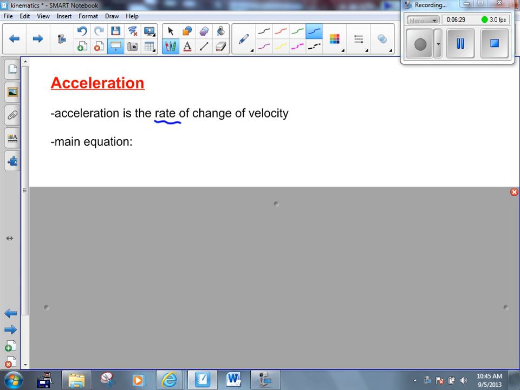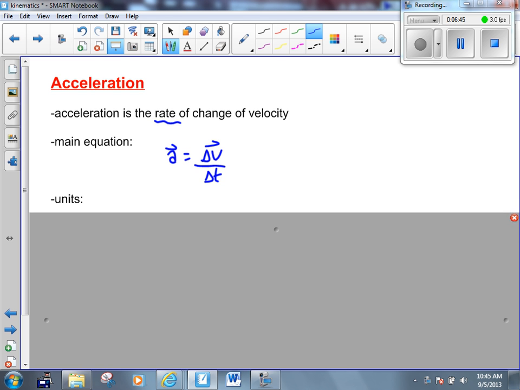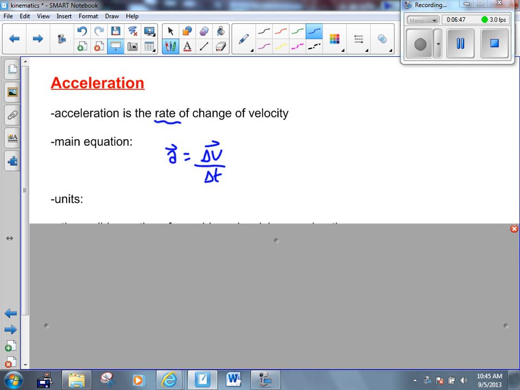Acceleration is the rate of change of velocity. Acceleration is going to be change in velocity over t. So the main equation for acceleration is delta v over delta t. Change in velocity, not change in speed, but change in velocity over change in time.